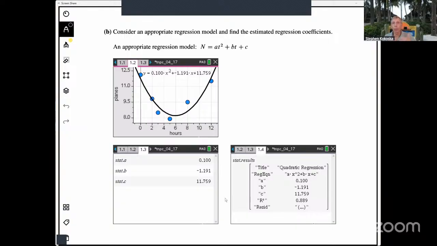You can see that it's printed on the screen. And I've even drawn in that curve. And you know what? It's pretty darn close to those points. It looks like it's a pretty good fit.